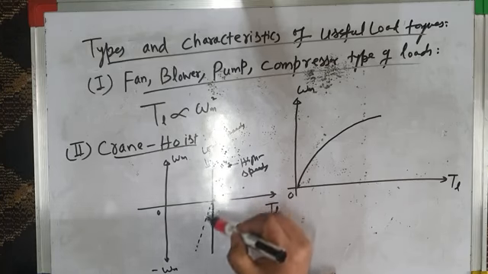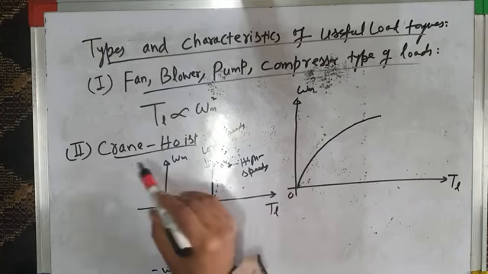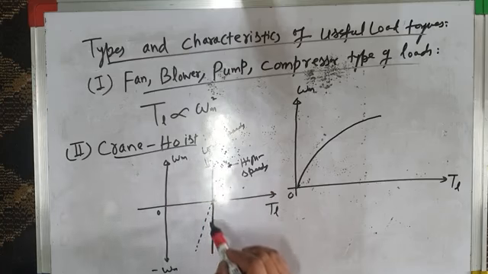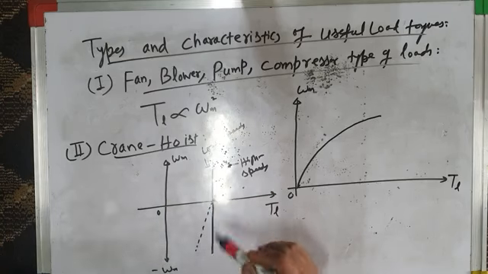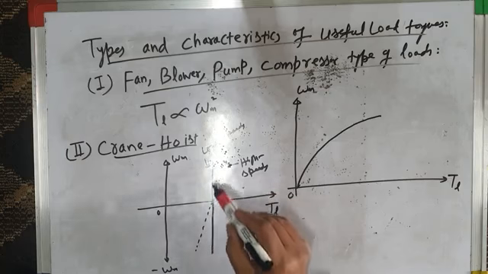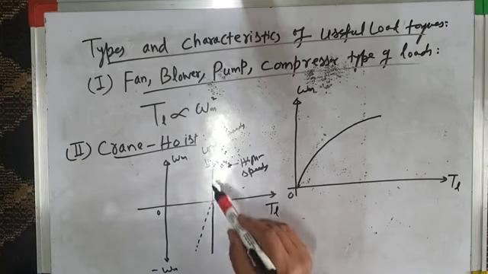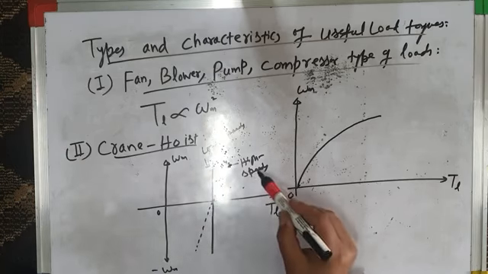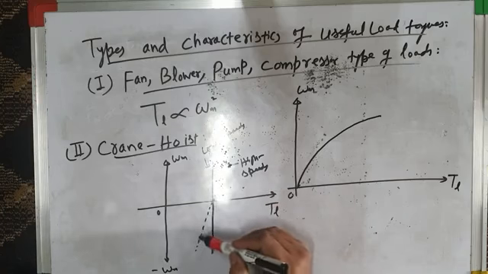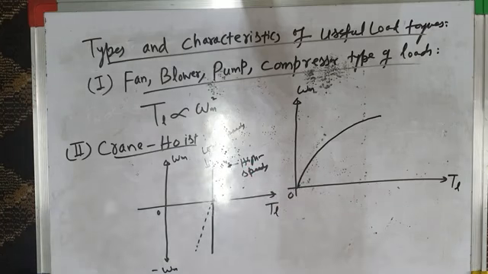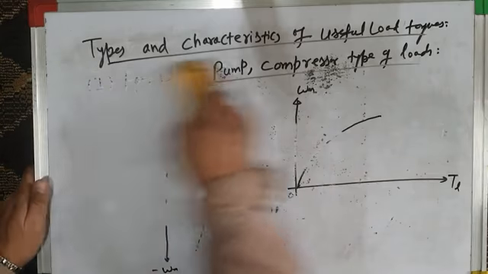The torque varies like this. For low speed cranes or low speed hoists, the torque is constant, and it is dictated only by the force of gravity. But for high speed cranes or high speed hoists, the torque is not constant. It varies like this. So this is the second type of load.